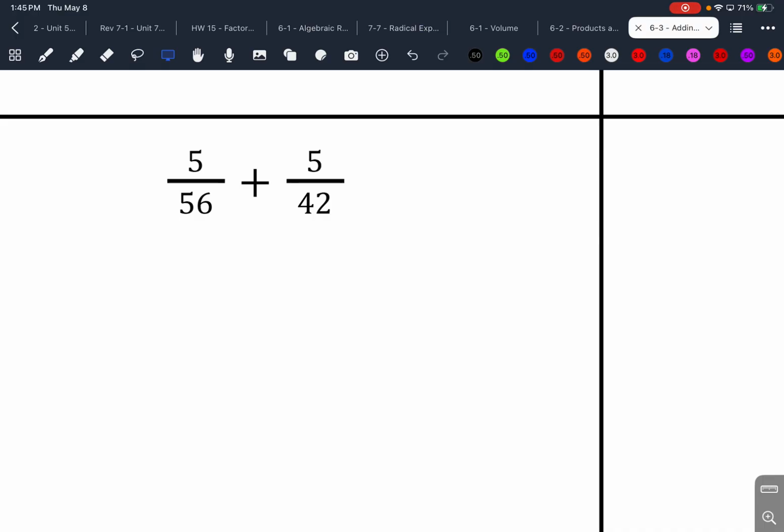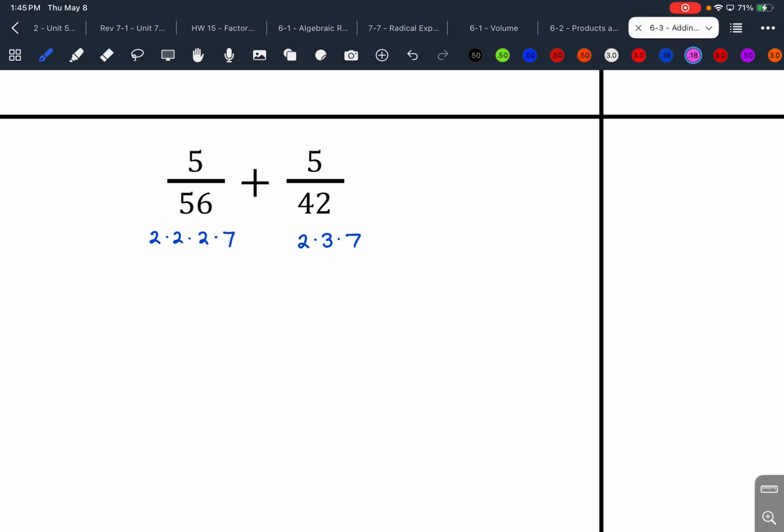Now, again, you could multiply this by 56 over 56 and 42 over 42, get these giant numbers and reduce that, but it's much better to think about this in terms of prime factorization. These are the building blocks. So 42 is 6 times 7, which is 2 times 3 times 7. 56 is 8 times 7, which is 2 times 2 times 2 times 7.